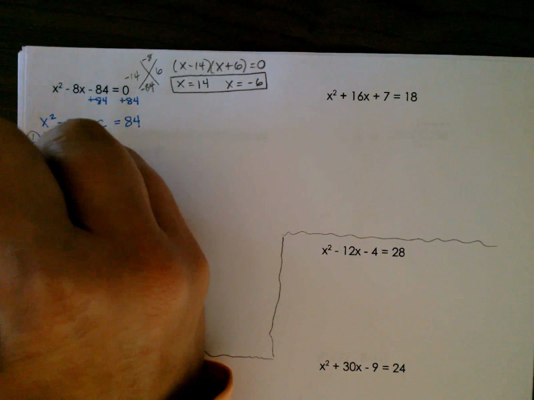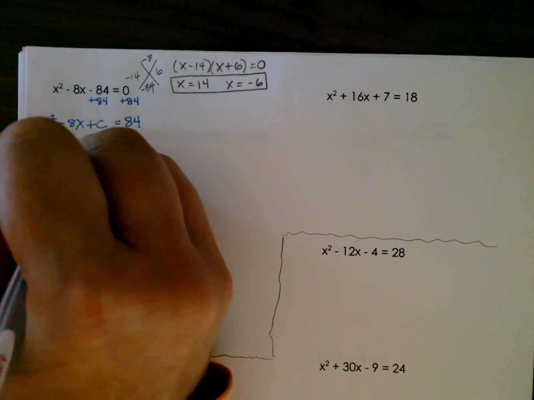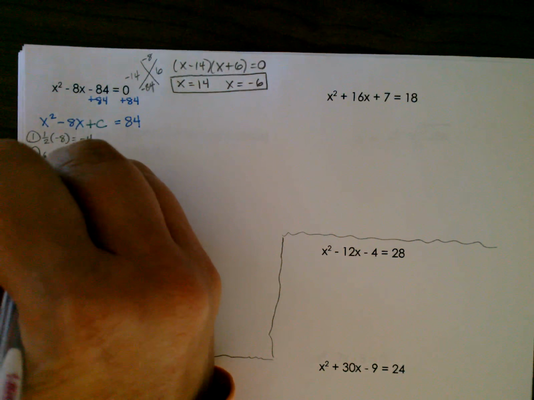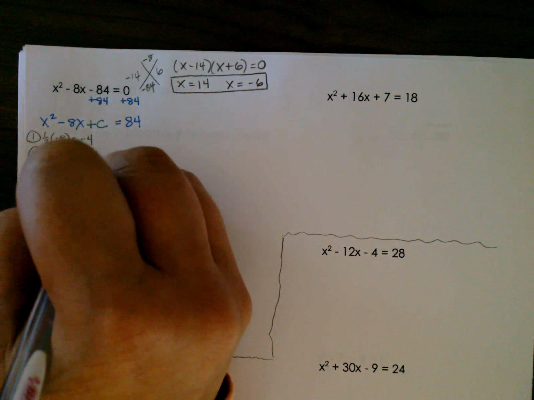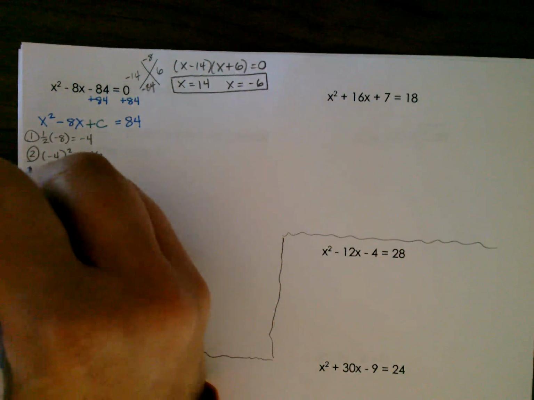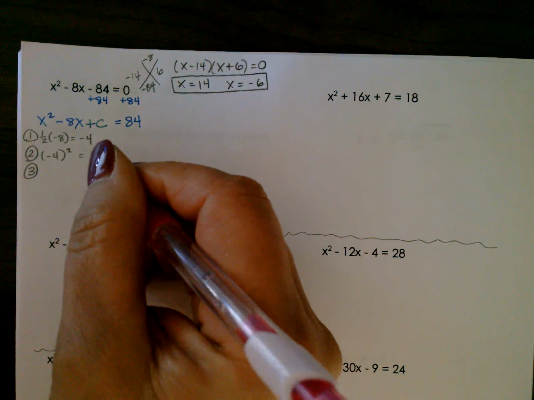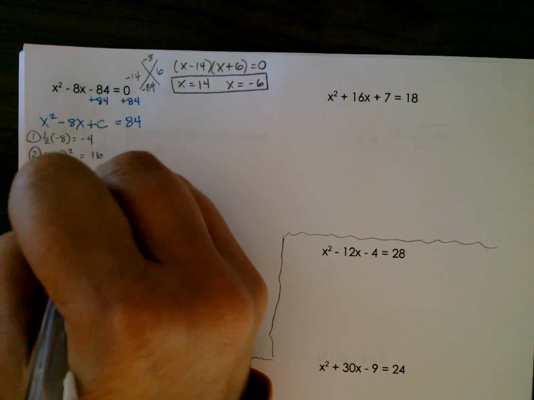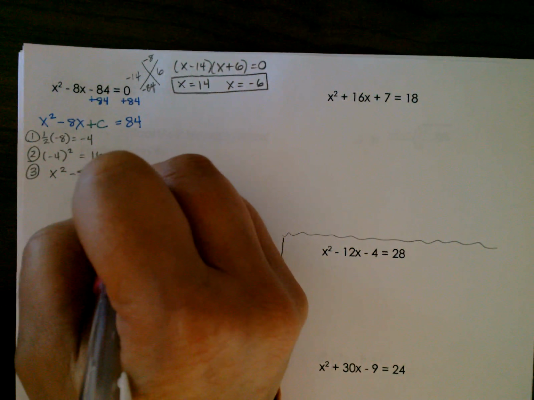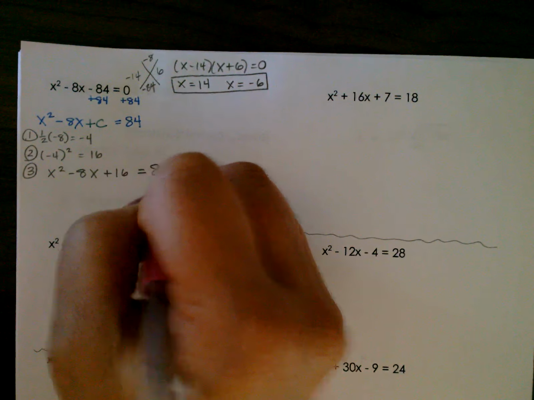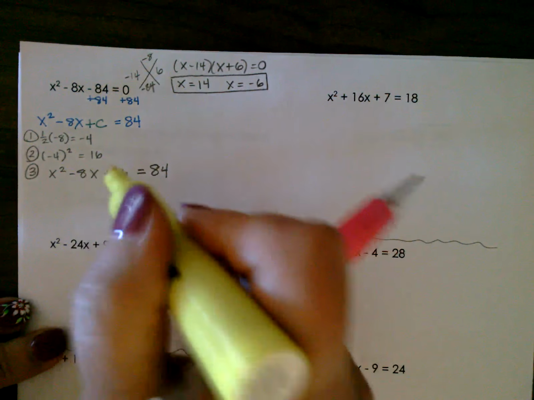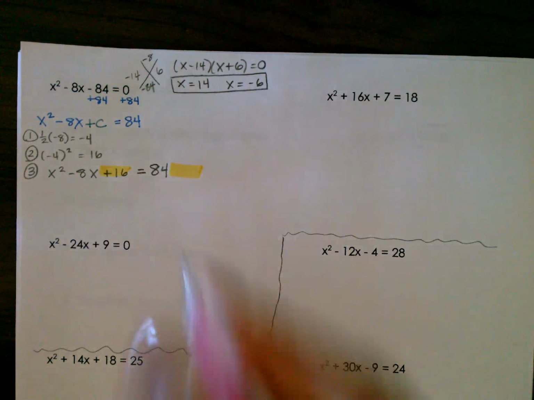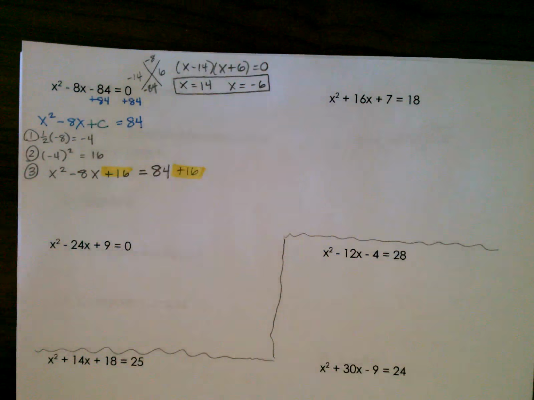Step 1, half of b. Step 2, square your answer from step 1. Step 3, put 16 in for c. I would have x squared minus 8x plus 16 equals 84. But if I add the 16 there, I have to go over here and add 16.